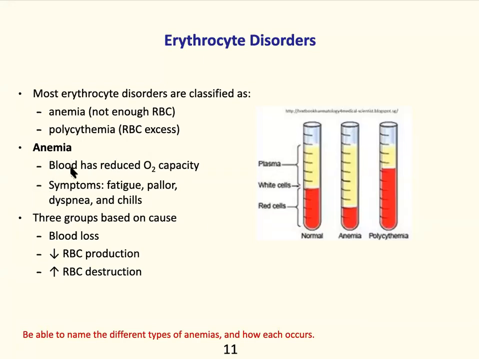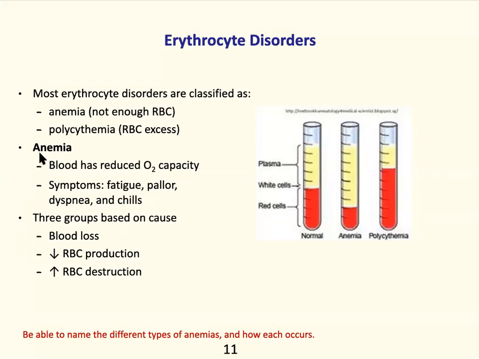Now, for anemia, patients have reduced oxygen carrying capacity in their blood. Some of the symptoms they will present with would be fatigue and feeling cold, because one of the important properties of blood is that it helps distribute heat around your body. And so they will present with chills, pallor, and dyspnea, shortness of breath.